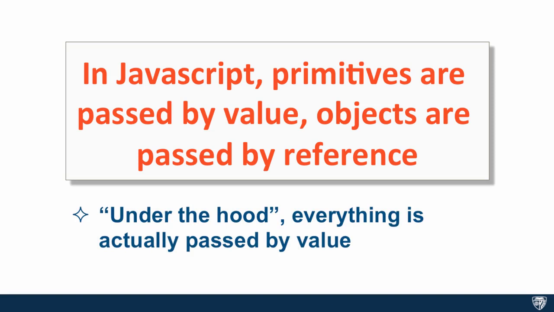Now the truth is that underneath the hood in the JavaScript engine, everything is actually passed and copied by value. And the difference is why one is really called pass by reference and one pass by value really comes because of the way the objects and primitives are stored in memory. So let's go ahead and take a look.